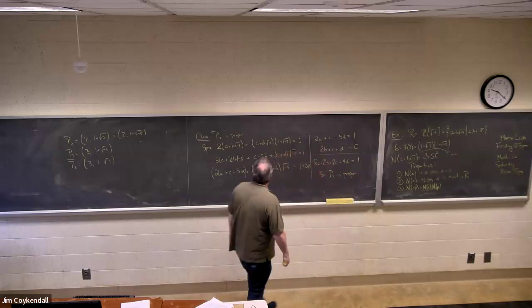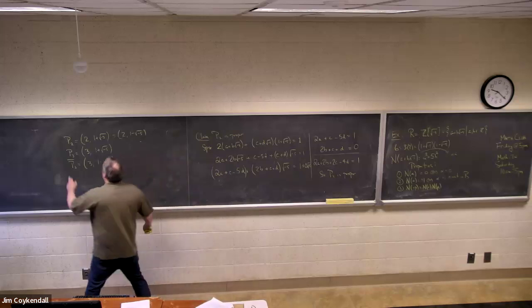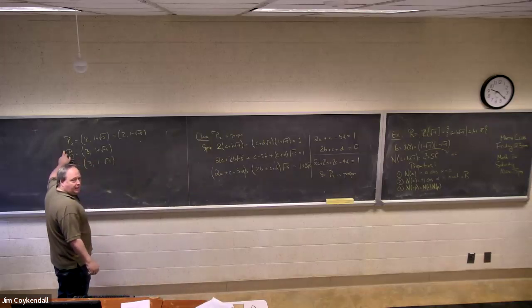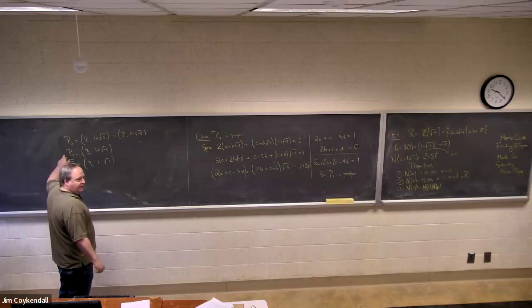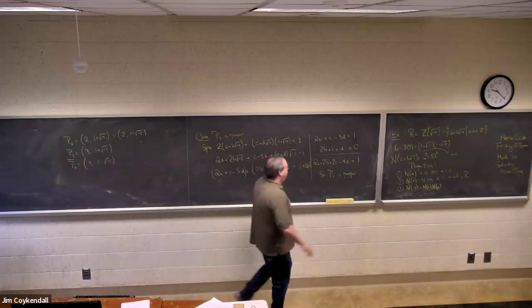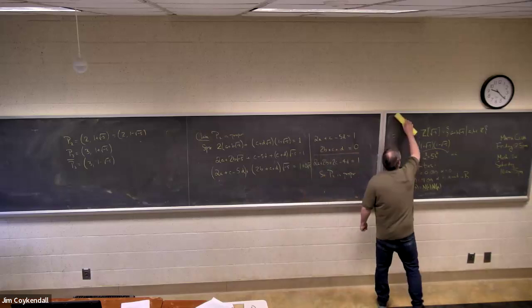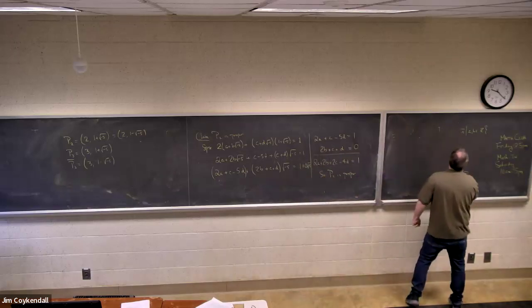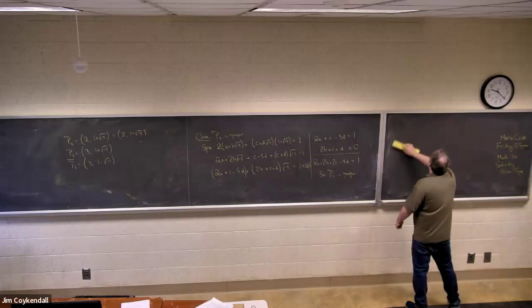To show P3 is proper is a similar process. And once you know that this is proper, this is the automorphic image. P3 bar is the automorphic image of P3. So if this is proper, this has to be proper. Second claim, P2 is not principal.